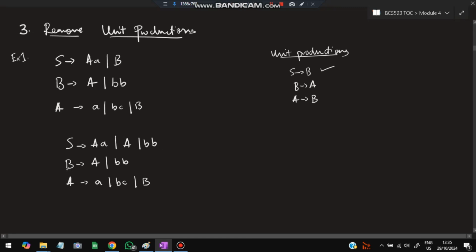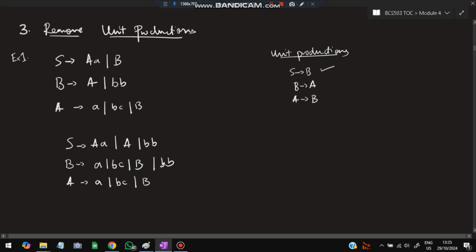Here B goes to A. Here S goes to A is there, but I'll come back to it again. B goes to A and A goes to these following things. So if B goes to A and A goes to the following things, I can directly write B goes to the following things and BB here, right? Instead of this A, I can substitute this part here. So that's what I'll be doing. BB I'll be writing here, and this same thing I'll be writing here. This is substituted for A.